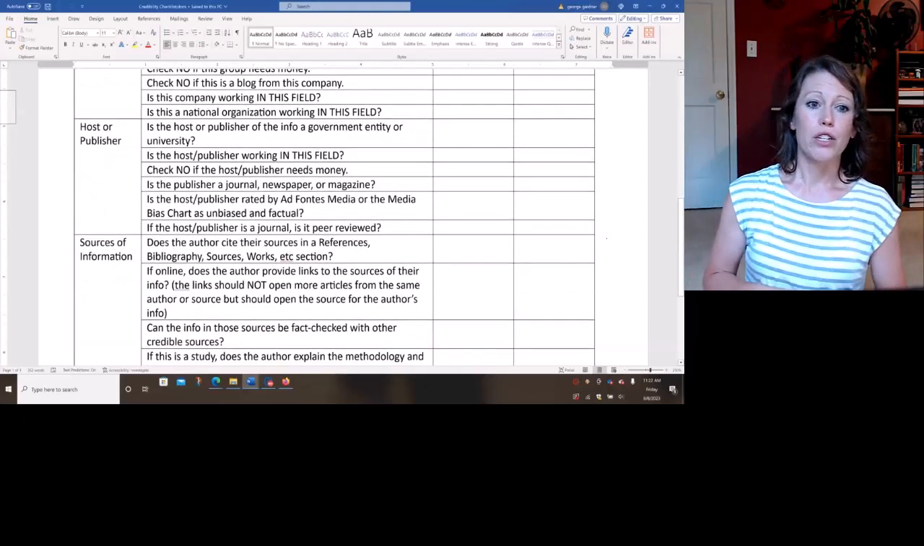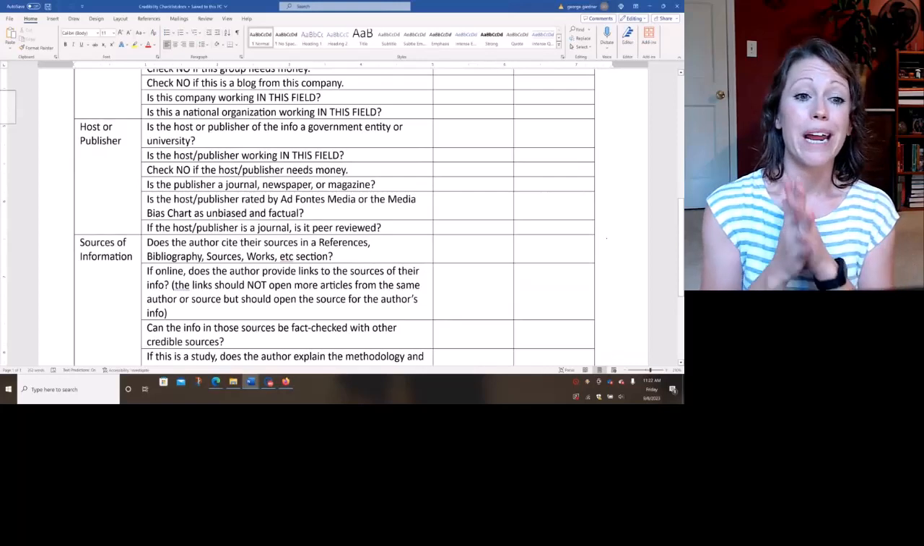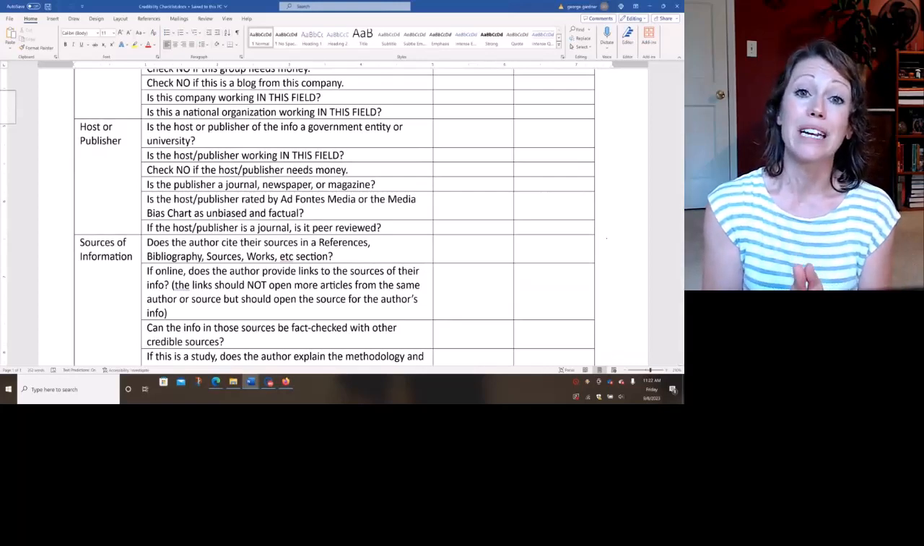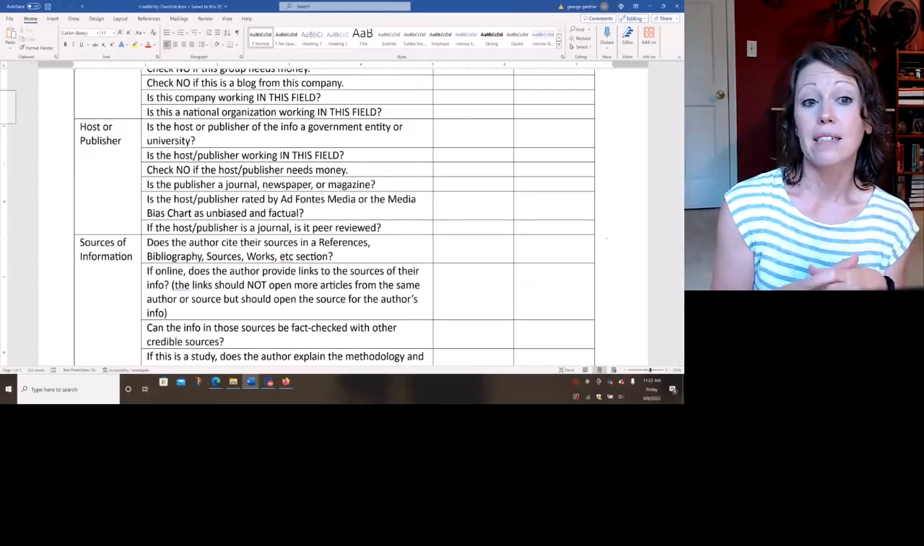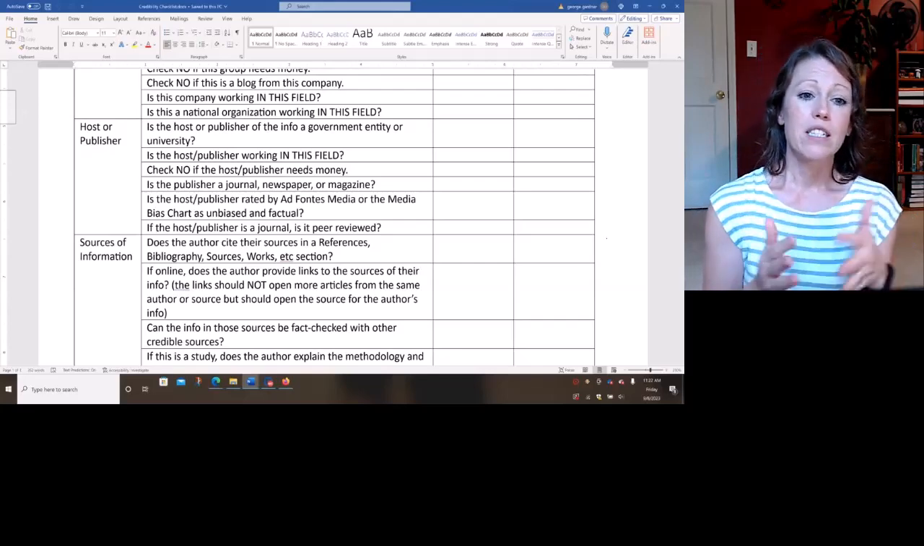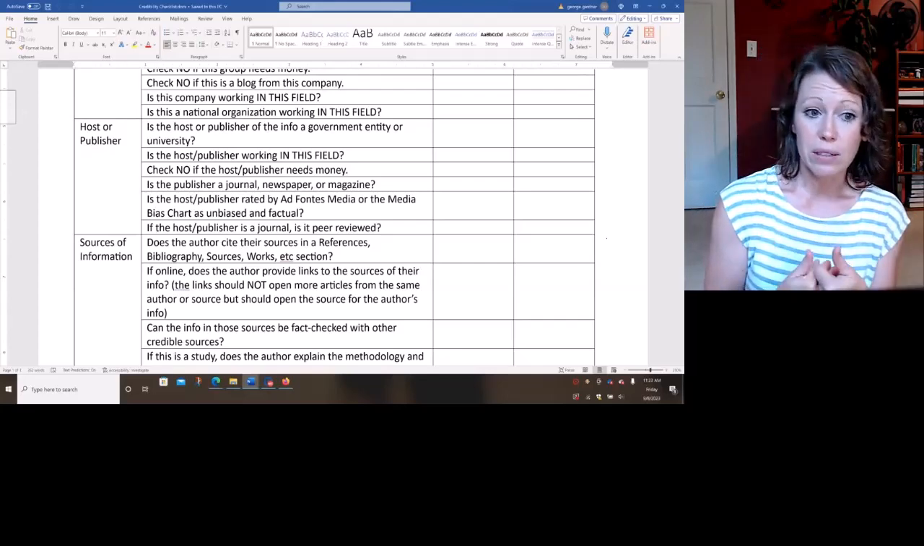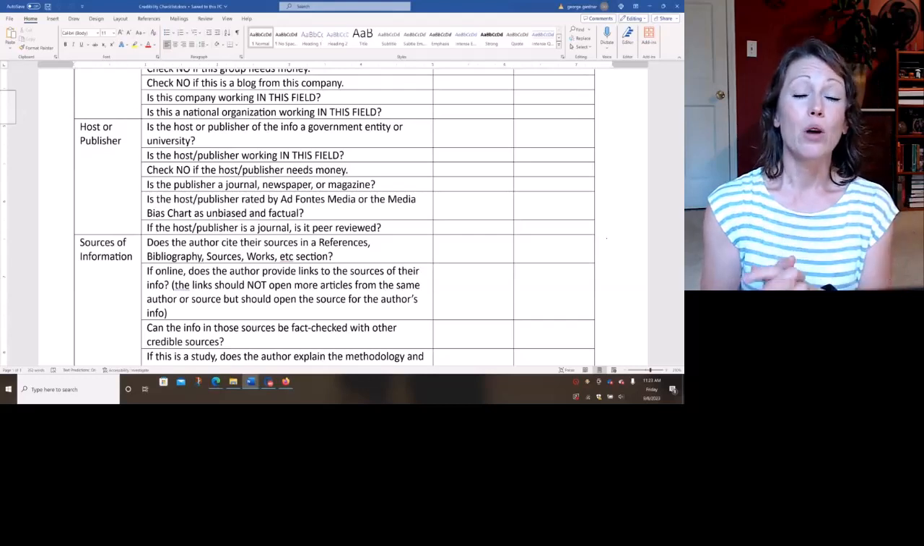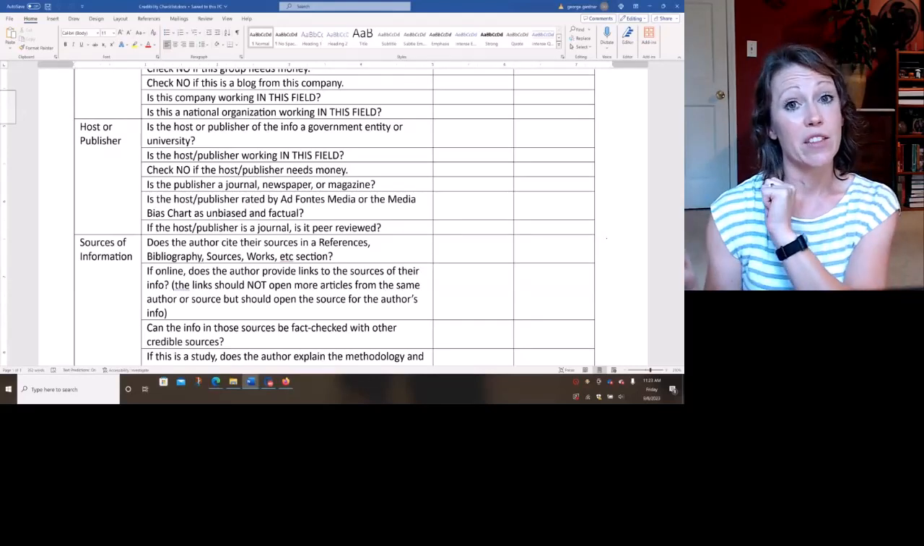Hosts and publishers. So is the host or the publisher a government entity or university? If it is, then you would check yes. If it is not, then you would check no. Is the host or publisher working in this field? If the host or publisher needs money, they get a ding in the no column.